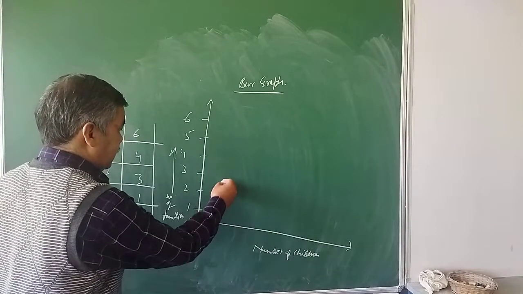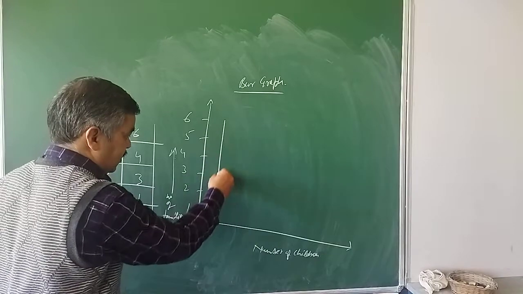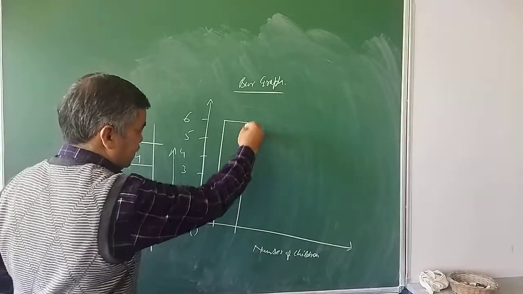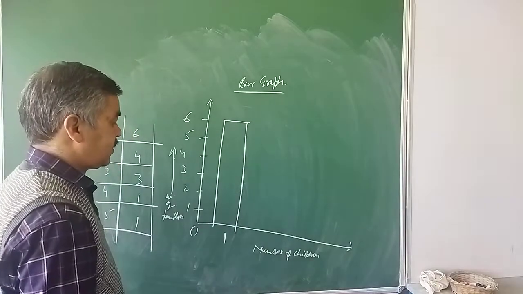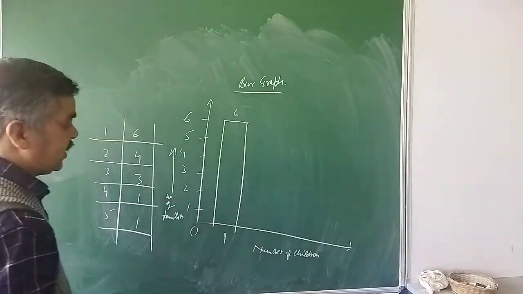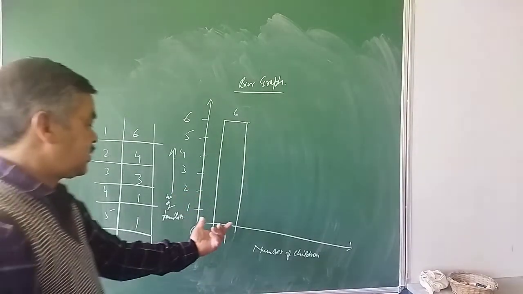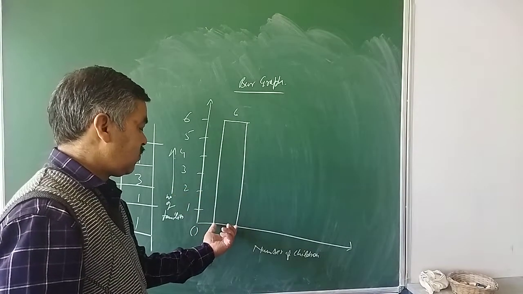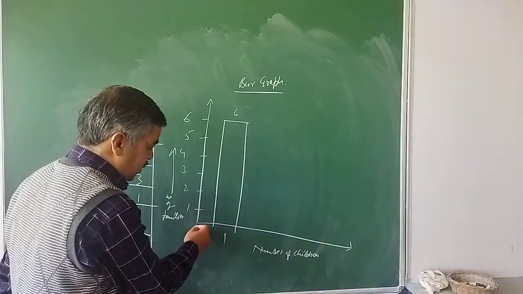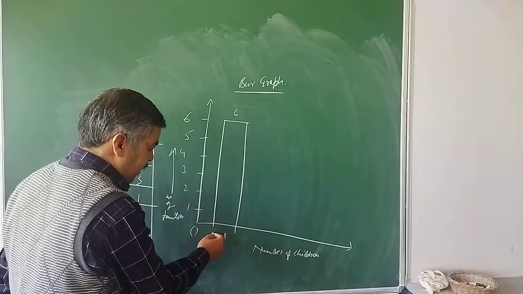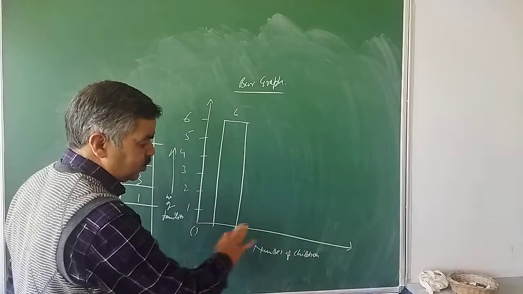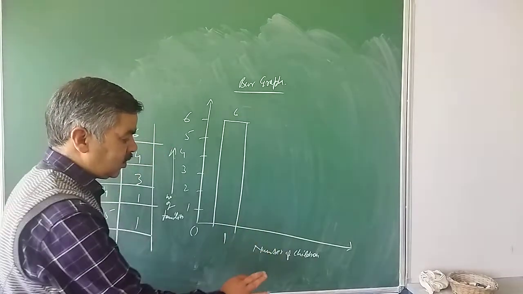So the first bar I will take like this. You can start from anywhere. This will give you the frequency. So 1 child is there, and how many families? 6 families. This is the first bar. This bar is taking 1 child only. Here it is 0. Then whether it is 5, 10, or 20, that is up to you. You have to calibrate the scale accordingly.